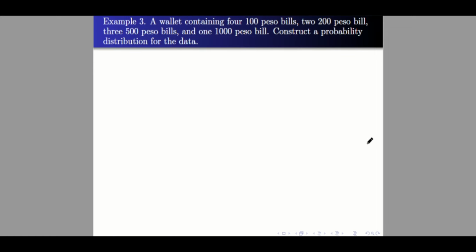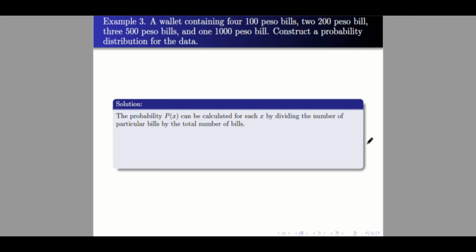Next, a wallet containing 4 100 peso bills, 2 200 peso bills, 3 500 peso bills, and 1 1000 peso bill. Construct a probability distribution for the data. So let P of x, or the probability P of x, be calculated for each x by dividing the number of particular bills by the total number of bills.